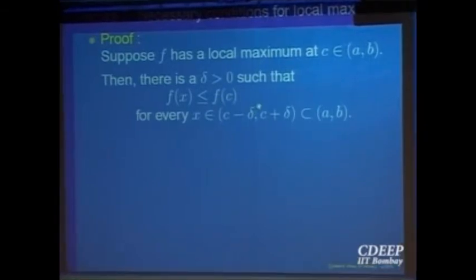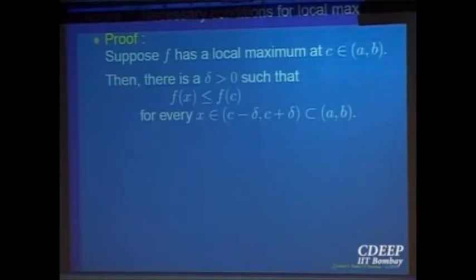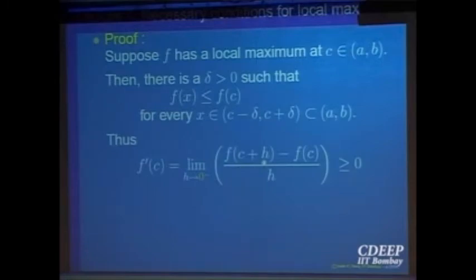And what do we want to do? We want to make some conclusion about the derivative. And what is the derivative? f of x minus f of c divided by x minus c. So let us compute that quantity: f of c plus h minus f of c divided by h. We have to compute the limit of that, right? Now if you look at h positive, that means you are going to the right side of the point c. Whether you are on the right side or left side, the value at that point is less than or equal to f of c.